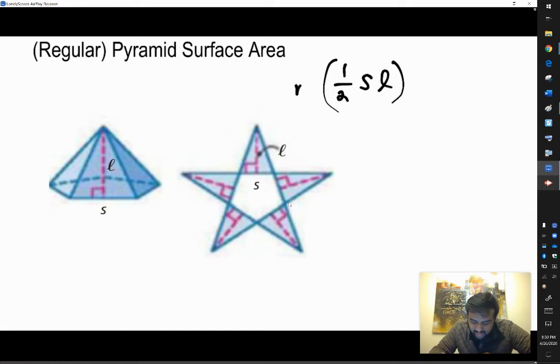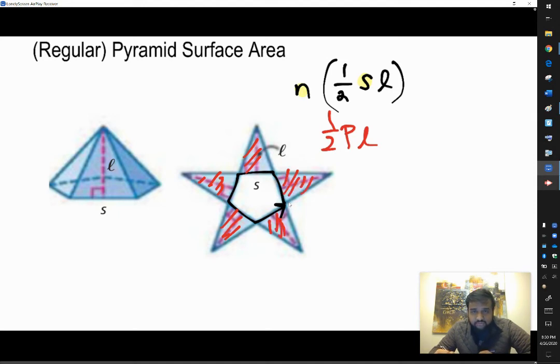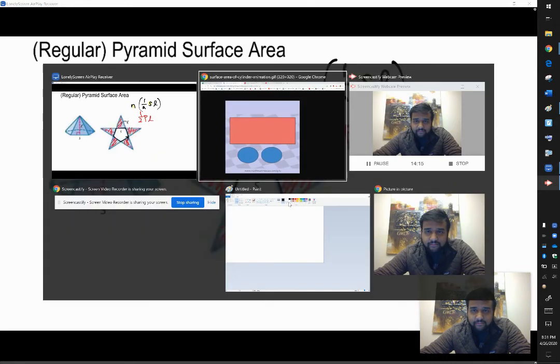But in general we have n number of sides going around the shape. Remember, n times s is what perimeter is: the number of sides, n, times the length of each side, s. So n times s gives us the perimeter. So 1/2 perimeter times the slant height gives us the total area of all of the triangular faces here. All of those red sections will be 1/2 P L.